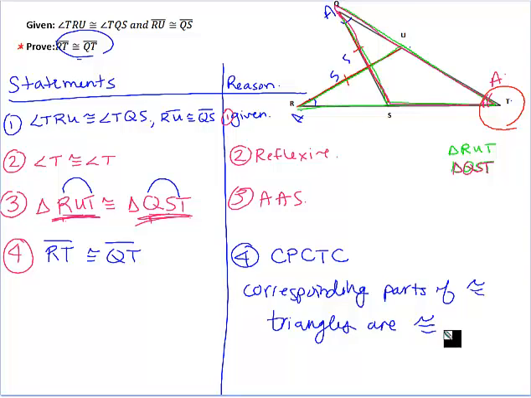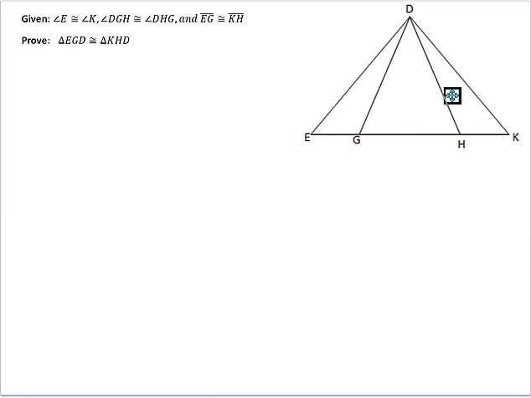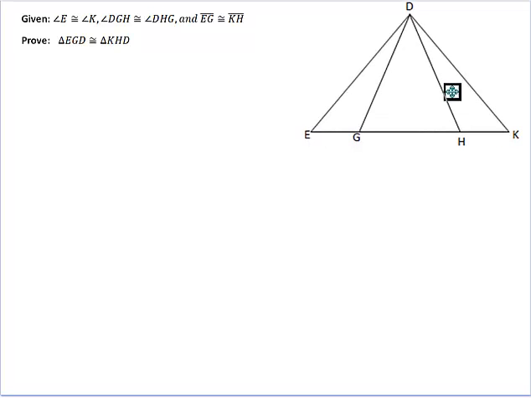All right, so we'll do one more proof today, and we will do it in paragraph form. Okay, so here's our diagram and our given information and what we're trying to prove. So we're given angle E and angle K are congruent to each other. Angle DGH and angle DHG are congruent to each other, and EG is congruent to KH. We want to prove triangle EGD is congruent to triangle KHD.